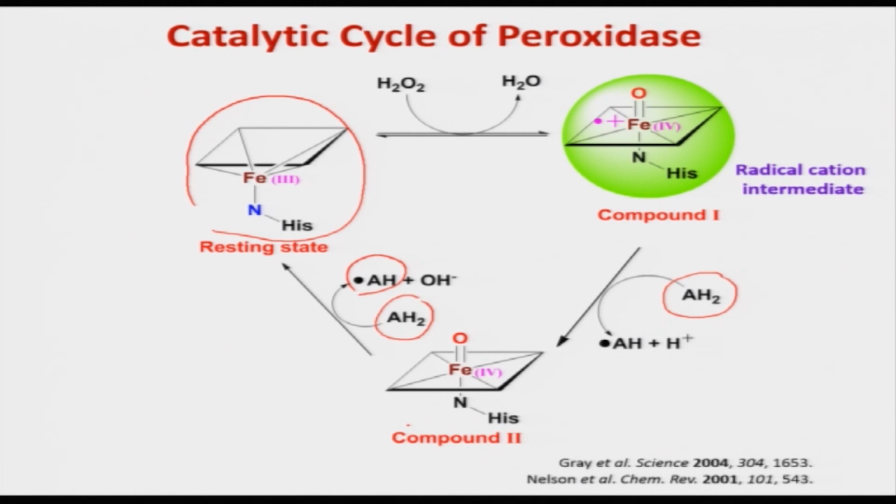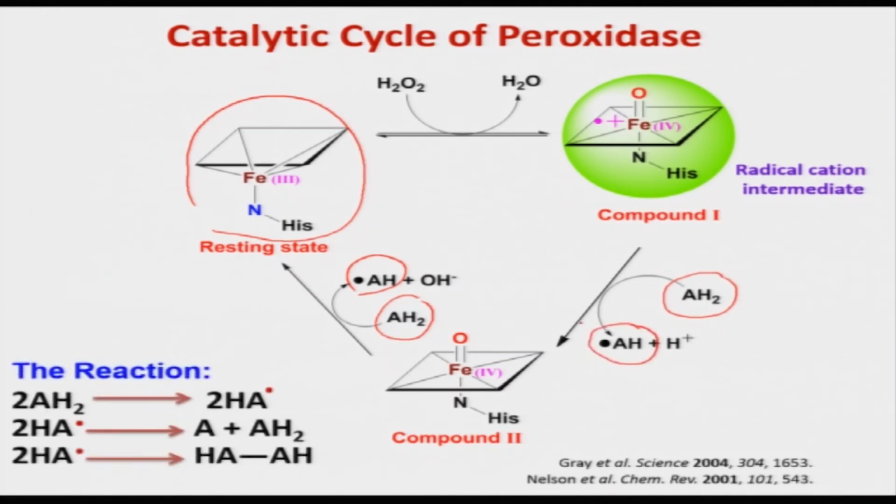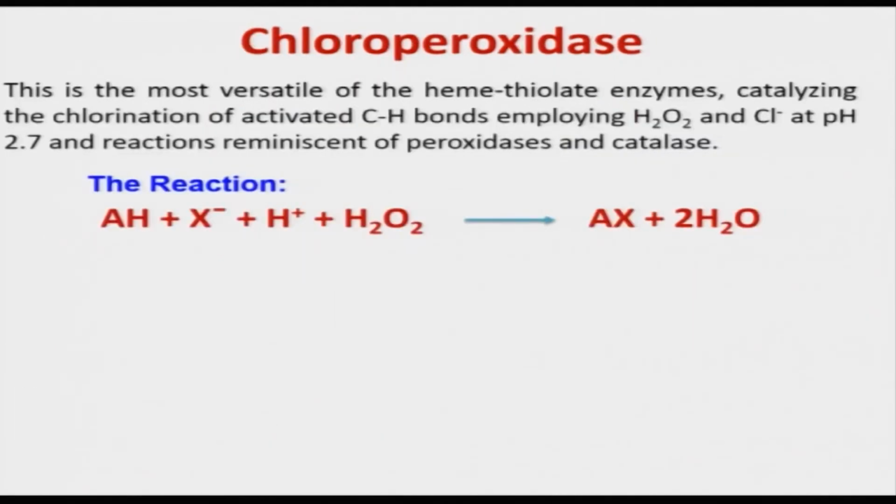During this catalytic cycle, as one can see, 2 molecules of AH radical are formed, and these radicals can convert to the oxidized species A, or coupling can occur, because these 2 radicals can form a C-C bond with one another and form a dimeric molecule like this. Now, I will be talking about another very important enzyme called chloroperoxidase.